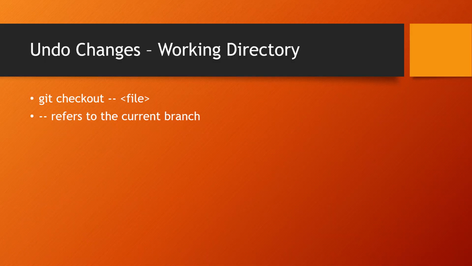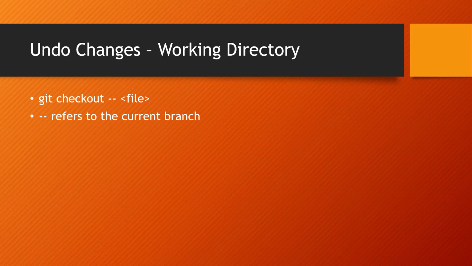In this lecture, we'll be taking a look at how we can undo changes that we might have made in our files. And to do that, we'll be making use of the git checkout command. Here you can see the syntax of this command. It says git checkout and then double dash, then the name of the file. Double dash over here basically refers to the current branch.